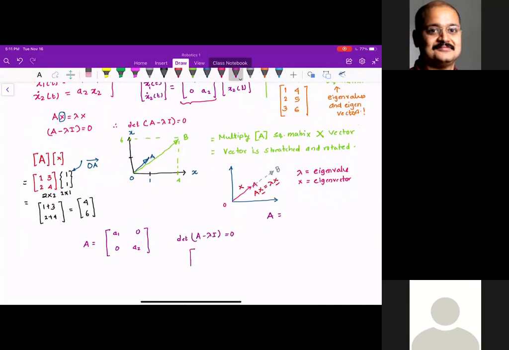So what I have is A1 minus lambda, 0, 0, A2 minus lambda, determinant is equal to 0. So this equation is going to be A1 minus lambda, A2 minus lambda is equal to 0. So my eigenvalues are going to be lambda is equal to A1, lambda is equal to A2. So these are the eigenvalues. I is the identity vector, right? I is the identity vector.